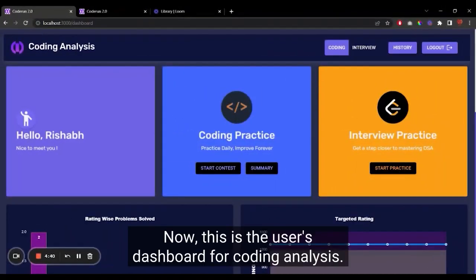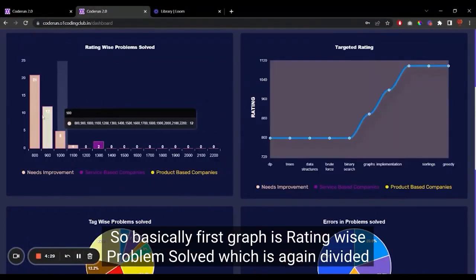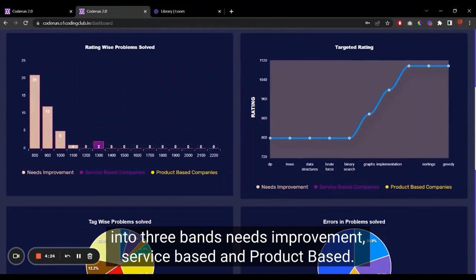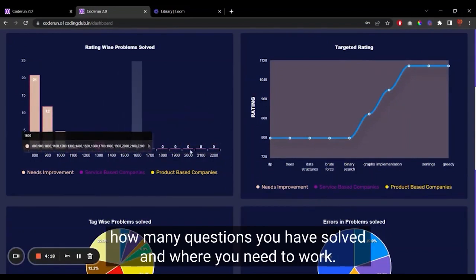Now, this is the user's dashboard for coding analysis. Basically, we have several different graphs and summary over here which we can check. First graph is rating wise problem solved, which is again divided into 3 bands: needs improvement, service based and product based. So over here you can check for which difficulty level how many questions you have solved and where you need to work.